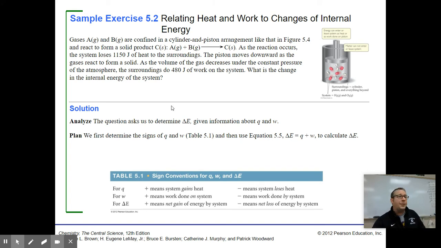Now let's look at work. It says the surroundings do 480 joules of work on the system. Anytime that work is done on the system, work will be a positive sign. So we have a plus 480. Once we've determined our signage, we put them into that equation and calculate for delta E and determine what type of energy process is going on.